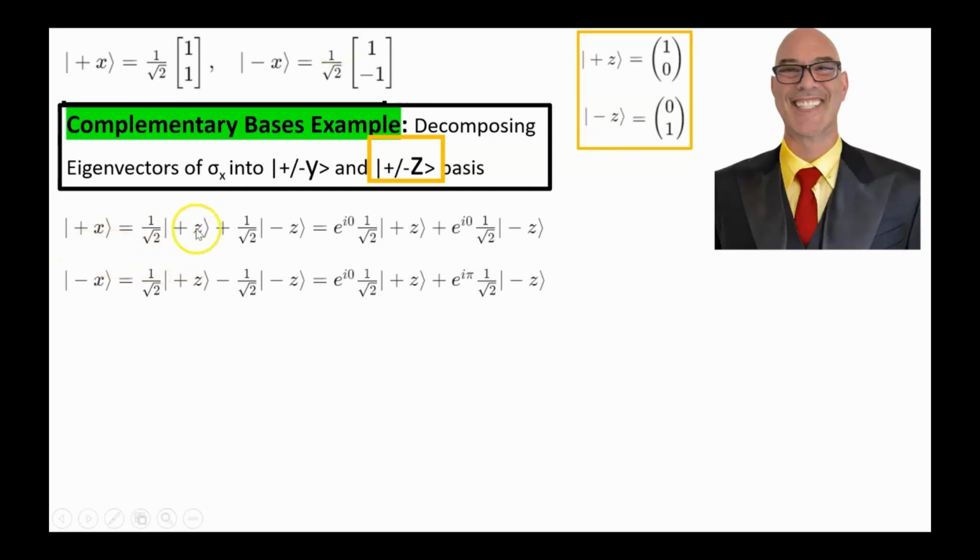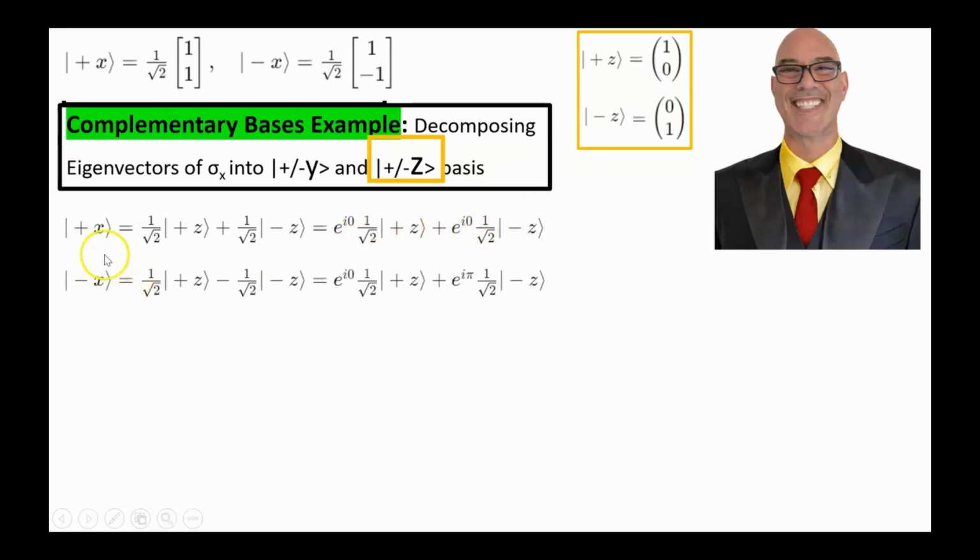Plus x is equal to 1 over root 2 times plus z plus 1 over root 2 times minus z. In quantum mechanics, we use complex numbers, so we write it as a magnitude and a phase. The magnitude is 1 over root 2 and the phase is 0. Plus x is e to the i 0 over root 2 times plus z plus e to the i 0 over root 2 times minus z.